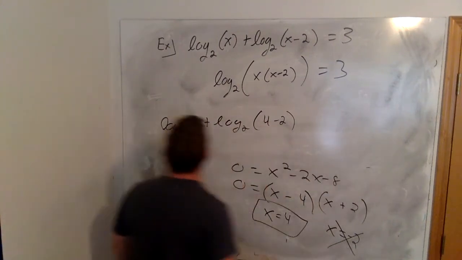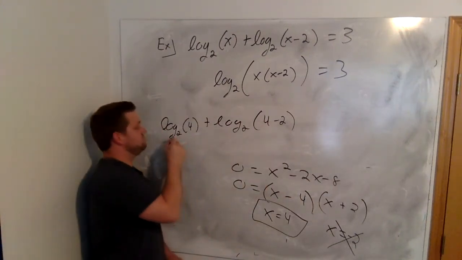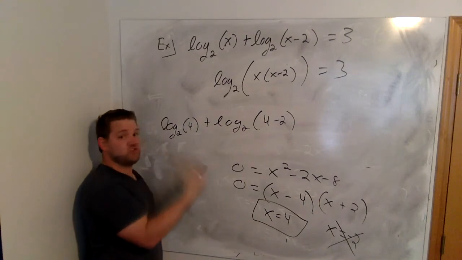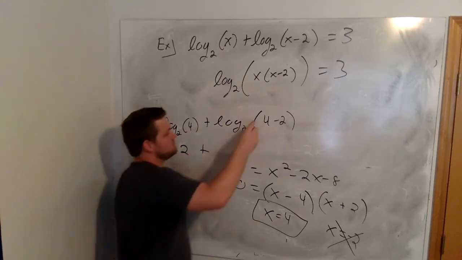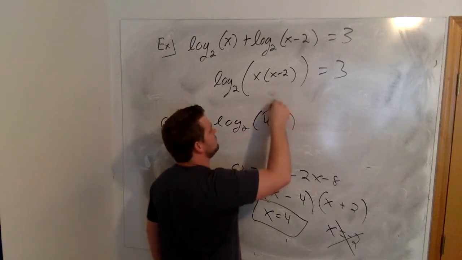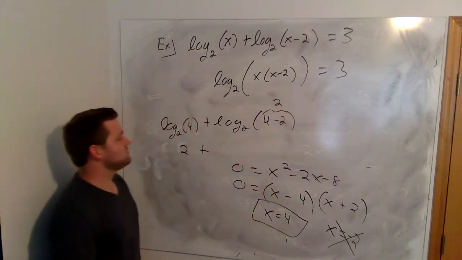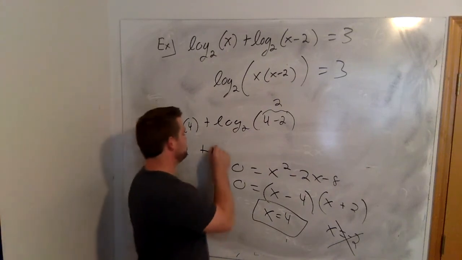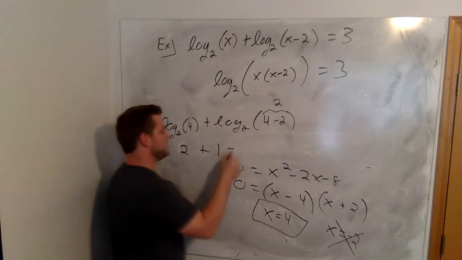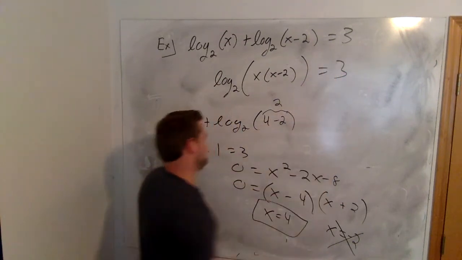Okay. So what is log base 2 of 4? 2 to what power gives you 4? I hope you believe that this is 2. Plus, what's inside here? 4 minus 2 is 2. What's log base 2 of 2? 2 to what power gives you 2? I hope you see it's 1. 2 plus 1 is 3. Ha! Works.